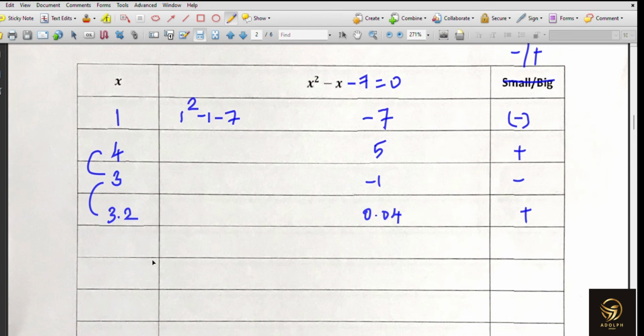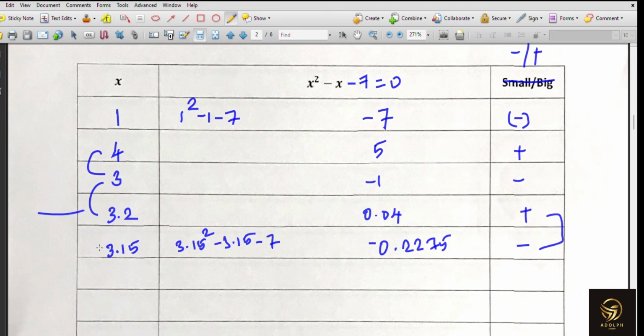So what is the next thing? I have to pick a number in between. Let me go with 3.15. If I'm trying 3.15, you know how you have to put it in your calculator: 3.15 square minus 3.15 minus 7. For every number, that's how you have to do it. We are getting minus 0.2275. So here it is negative. So the change is happening between 3.15 and 3.2. That's it, I'm going to stop.